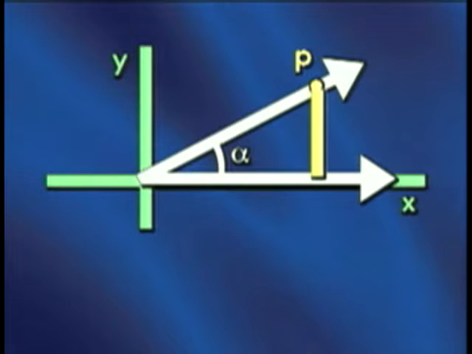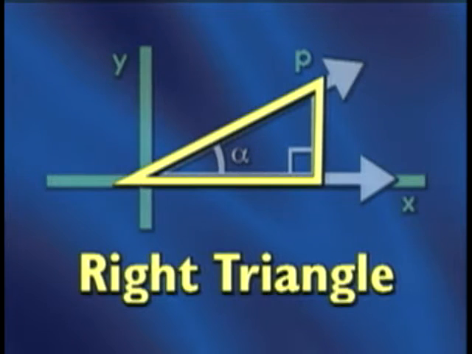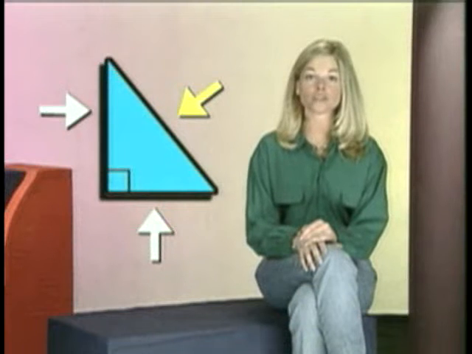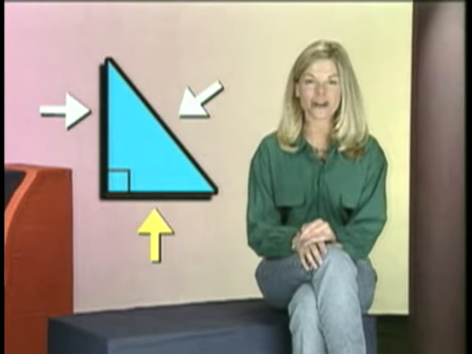Now we'll draw a straight line down to the initial side of angle alpha so that it intersects with the initial side perpendicularly. The right angle has been formed where the line from point P intersects with the initial side of angle alpha. We have a right triangle. Pretty nifty, huh? We'll name some more parts of this right triangle to make it easier to talk about.